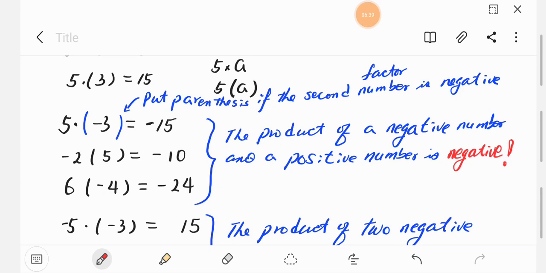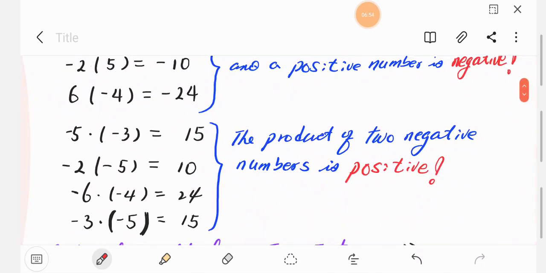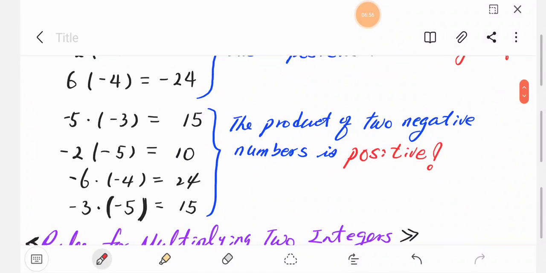Alright, so the second number means it's a factor, the second factor, right? So the first factor is 5, the second factor is negative 3. If the second factor is a negative number, then what do we do? We put it in a parenthesis. Okay, the product of two negative numbers. So if two factors are negative, then the product is positive. And of course, the product of two positive numbers is also positive.